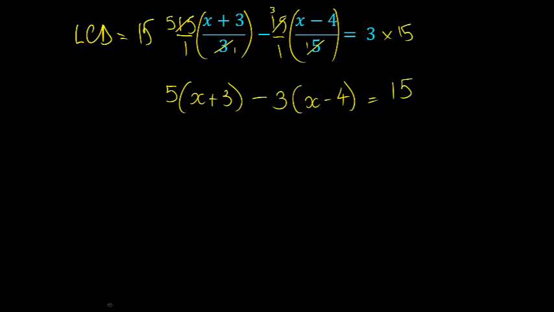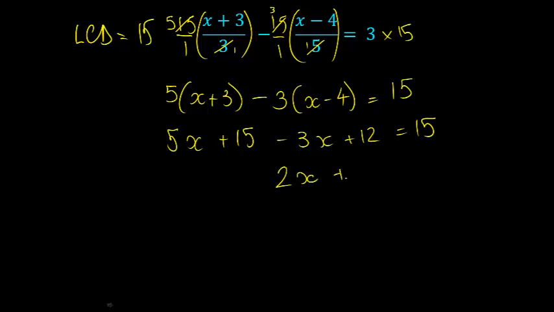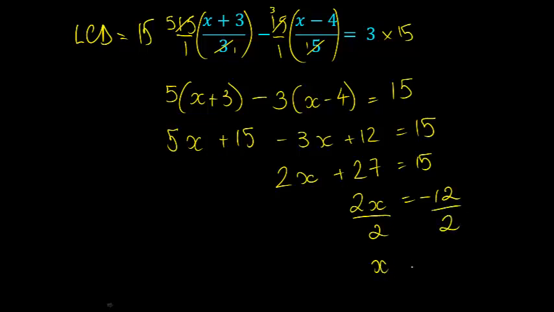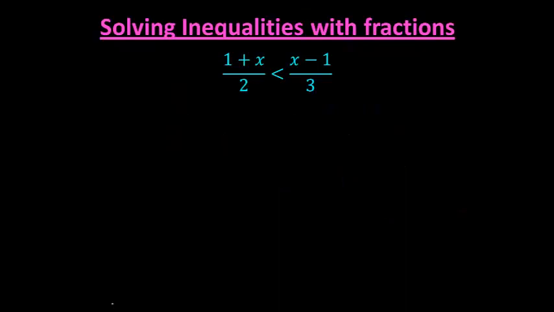Now again, I've got an equation that I can solve, with no nasty fractions in there. Expand the brackets: 5x plus 15 minus 3x plus 12 is equal to 15. Collect like terms. On the left-hand side, I get 2x plus 27 equals 15. Now I'm going to subtract 27 from both sides. So I would get 2x is equal to 15 minus 27, which is negative 12. Divide both sides by 2 to get x is equal to negative 6.